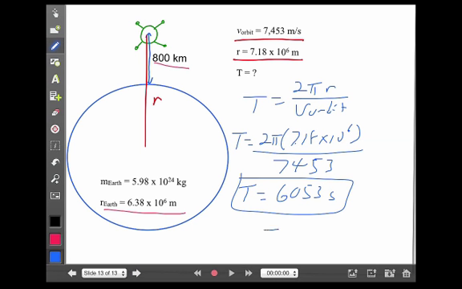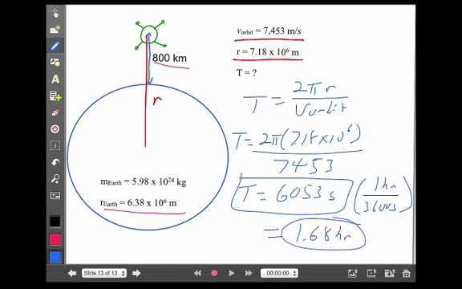Now, if you were to do some dimensional analysis, 1 hour is 3,600 seconds, or 60 by 60. That means this satellite takes about 1.68 hours, almost an hour and 45 minutes, just to orbit the Earth once, which is moving pretty fast.